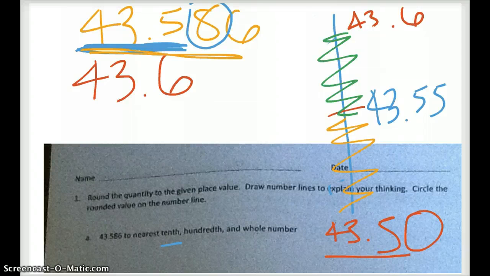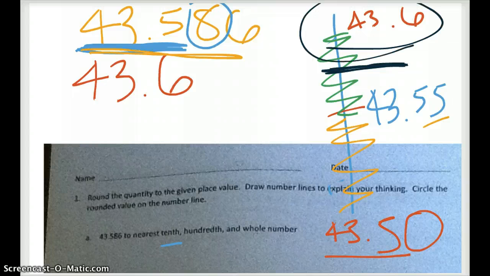So would it be at the top or at the bottom? I'm thinking, is 8 greater than 5? Yes. So 43.58 would be right here. So we would round up. So we circle the top.